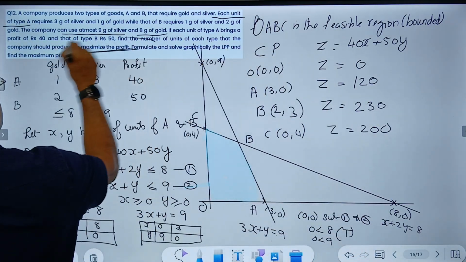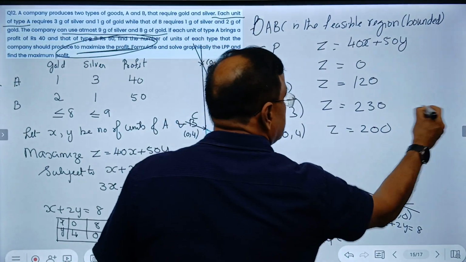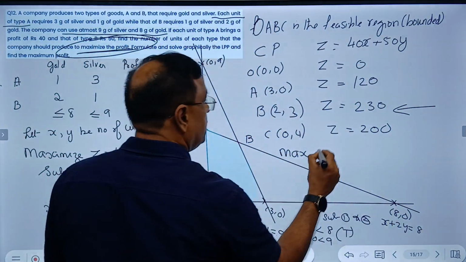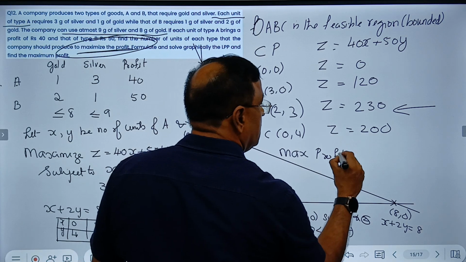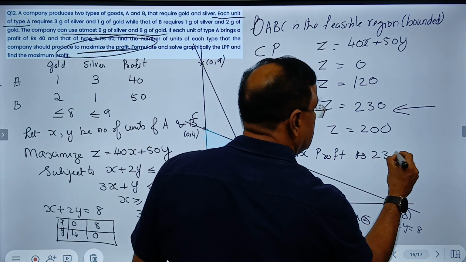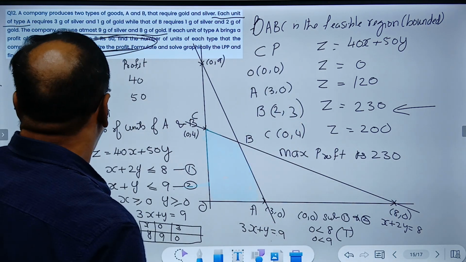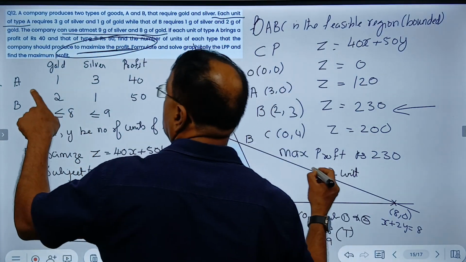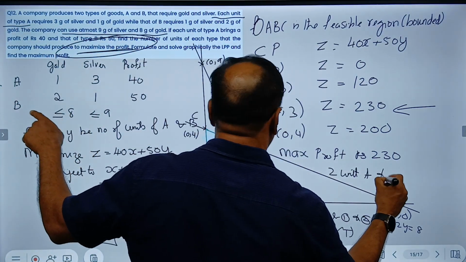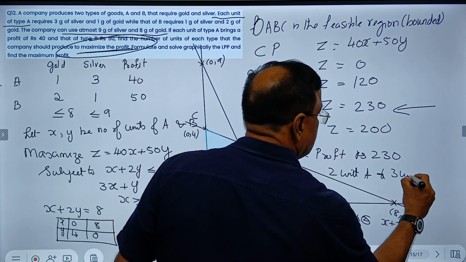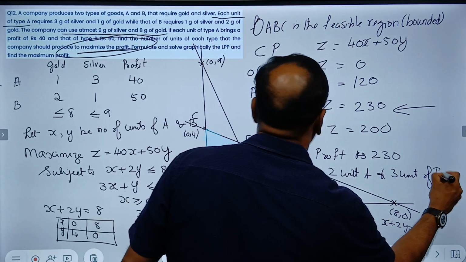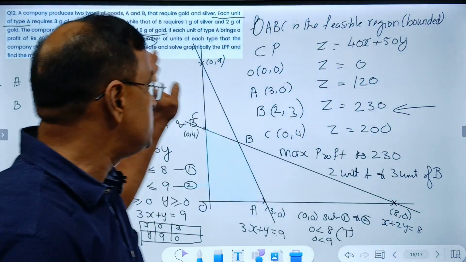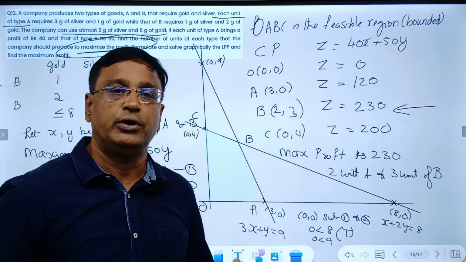Since the question is to maximize, what's the maximum value of Z? The maximum profit is rupees 230 for what? For making 2 units of A and 3 units of B. So we have completed questions 9 to 12 from exercise 15.2.